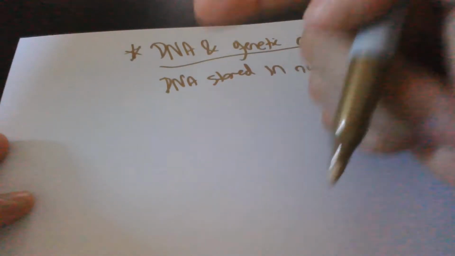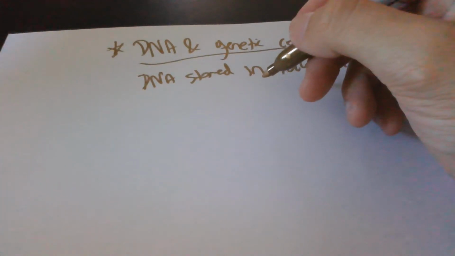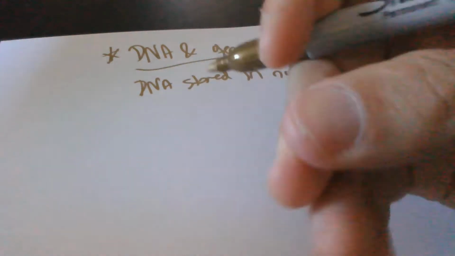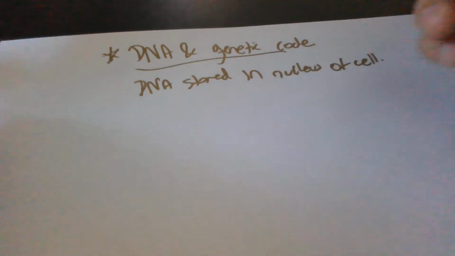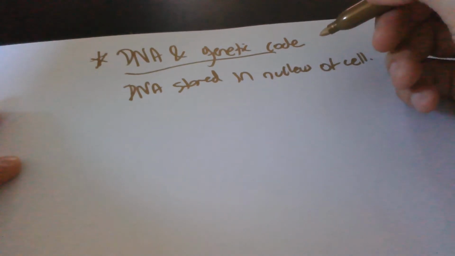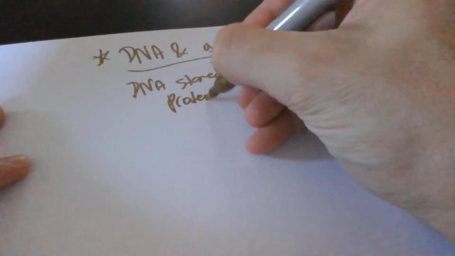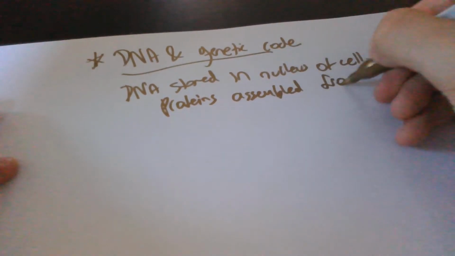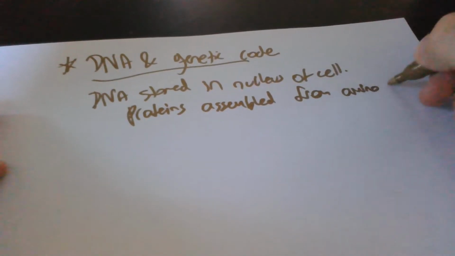Okay, and let me correct myself. I do apologize. In a previous lesson, I talked about how DNA is made of proteins. It's not actually true. Proteins are made from amino acids. Amino acids are found in the cytoplasm, so the jelly-like thing in the cell. DNA is stored in the nucleus. Proteins, however, are assembled from amino acids. Remember, amino acids are the building blocks of protein.